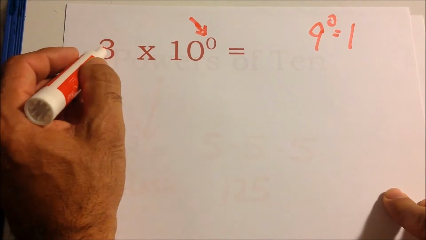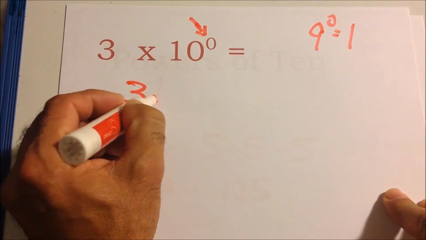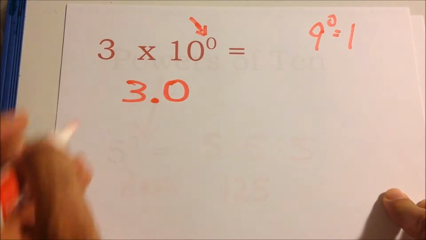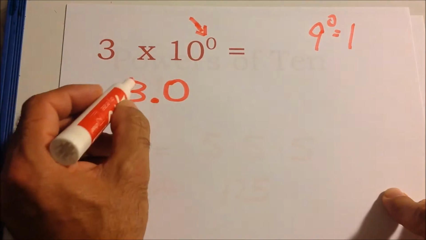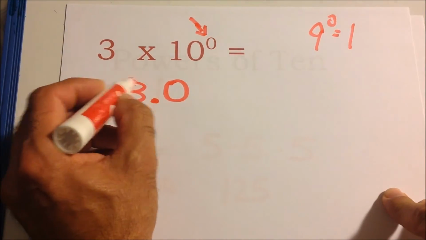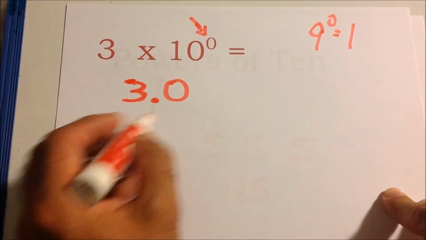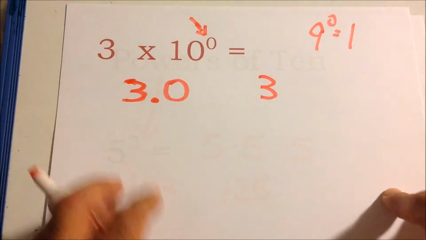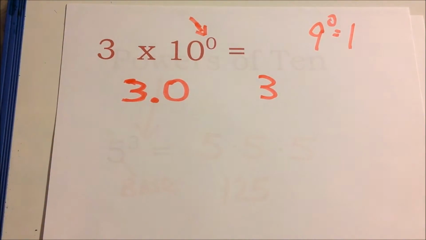So where is the decimal? Well, you see a 3. The decimal is always there. It's 3.0. It's saying don't move anything. So it's just 3, or you could put 3.0, whatever you like.